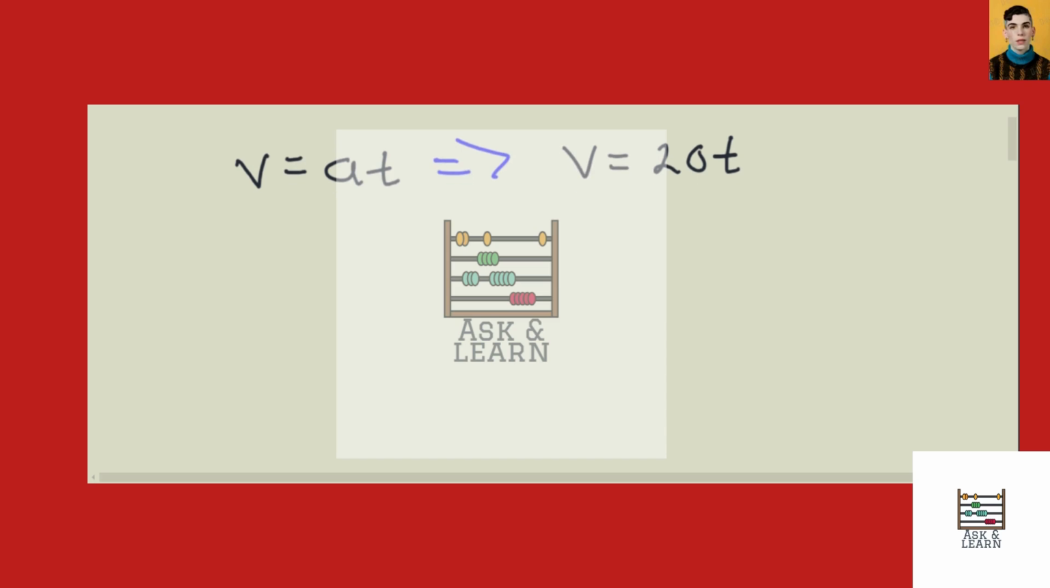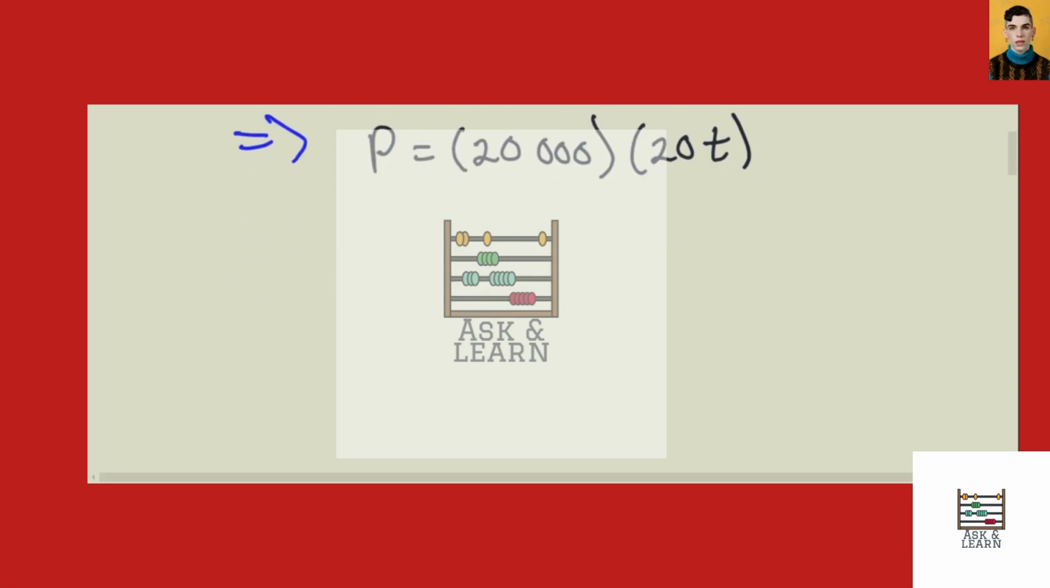So we have velocity is 20 times t. So then when we plug this back into power, we have the power is equal to the force due to thrust, which is 20,000, times the velocity we just found, 20t. And so we get the power generated by this jet engine as 400t kilowatts. So this t just tells us that depending on the time, the power that the engine generates will change.